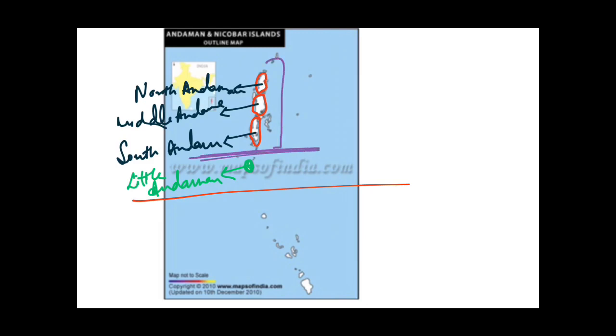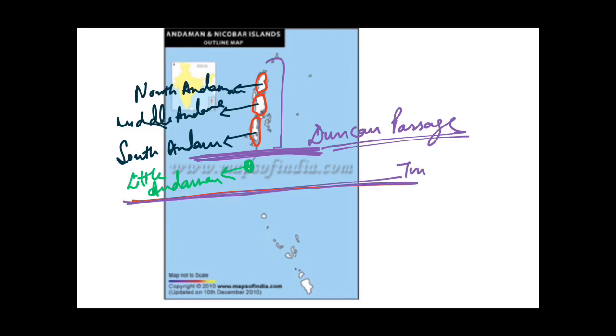Now one more important question arises over here: these islands, North Andaman, Middle Andaman and South Andaman, are divided from Little Andaman by which passage or channel? The name of this passage is Duncan Passage, and the name of this channel is known as the 10-degree channel, which divides the Andaman and Nicobar Islands.